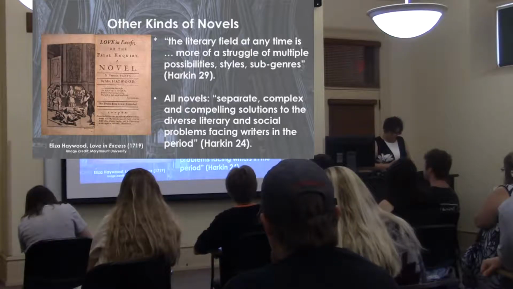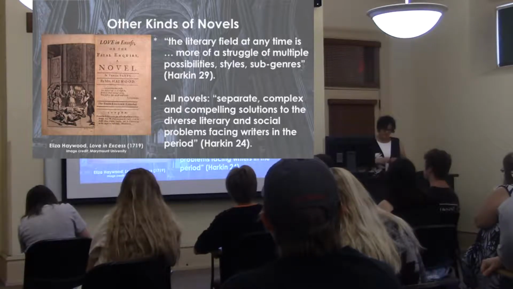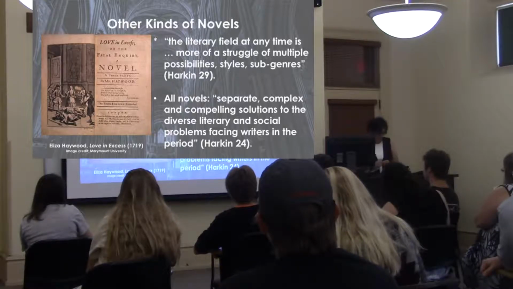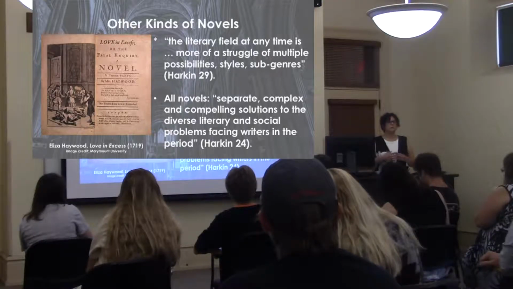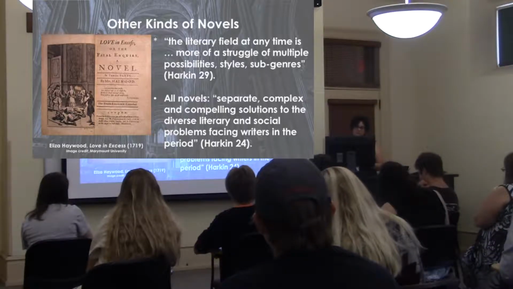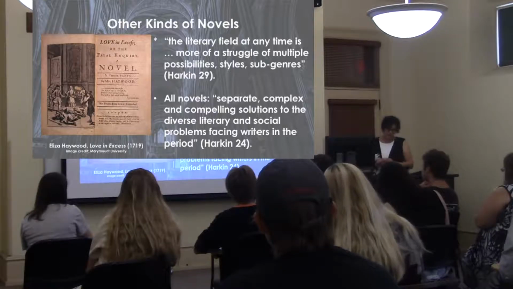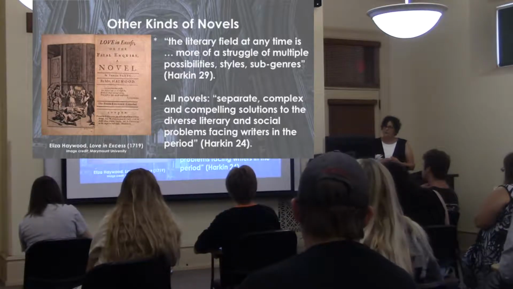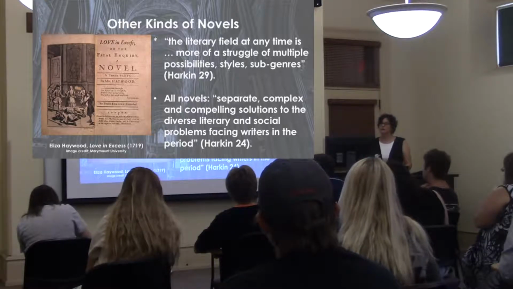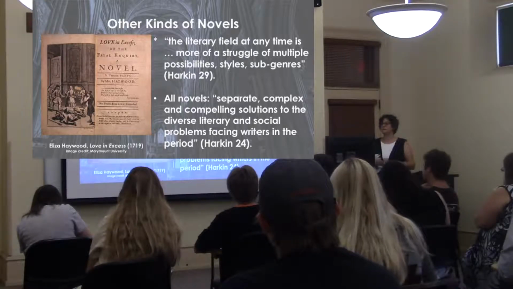So I don't actually think it's productive to think about the development of the novel as a binary opposition between realism and everything else, because that approach really just ignores everything else. So it makes more sense to think of literary history as Maureen Harkin describes it. She says that the literary field at any time is more of a struggle of multiple possibilities, styles, and subgenres.